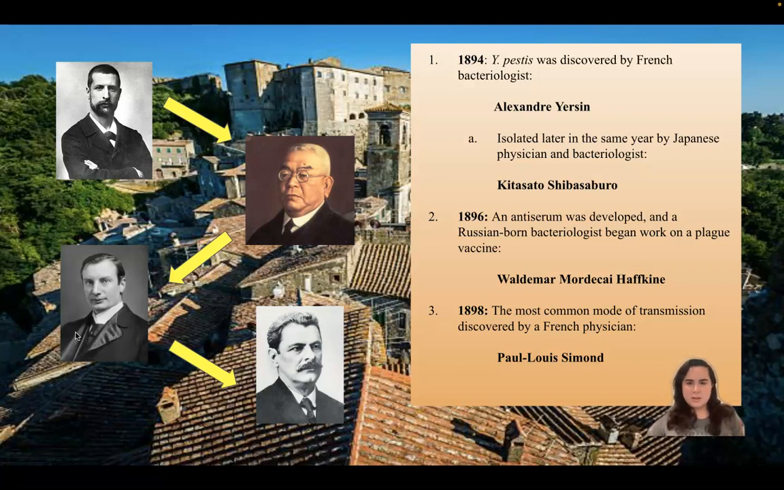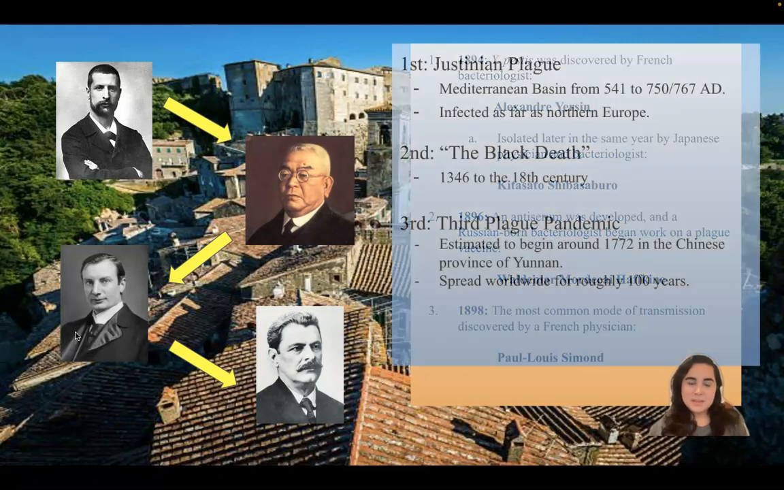It wasn't until 2 years later when an anti-serum was finally in working development by the Russian-born bacteriologist Waldemar Mordecai Haffkine. And thanks to his efforts, anti-serum was able to be relatively quickly produced and shipped off to places like Hong Kong and India. It actually wasn't until 2 years after that when the most common mode of transmission was finally discovered by the French physician Paul-Louis Simond. He was the one who was able to pinpoint that it was fleas and rodents that were acting as the main vector.